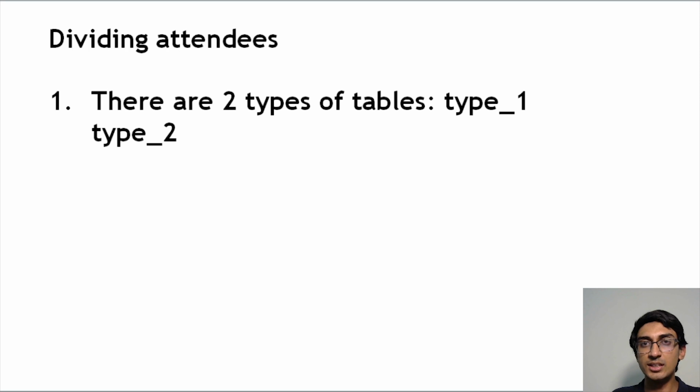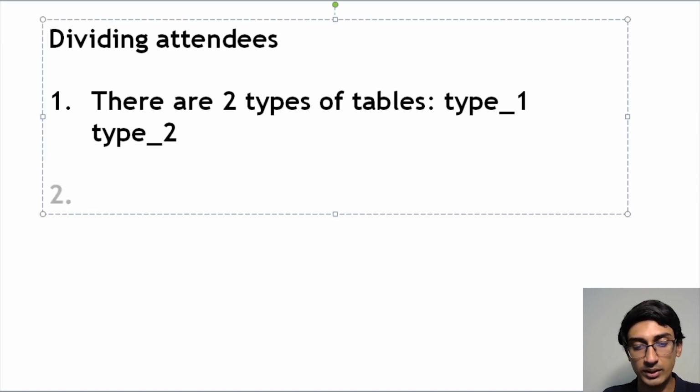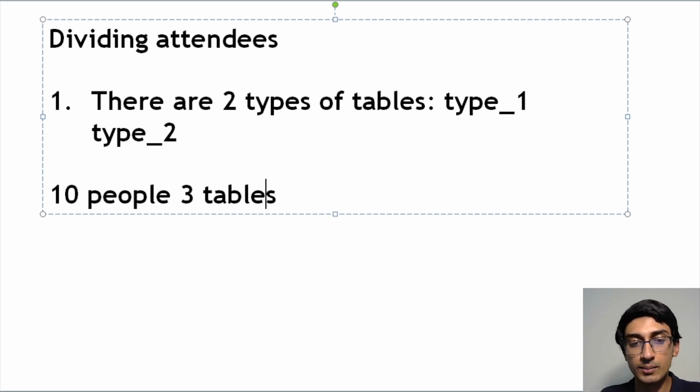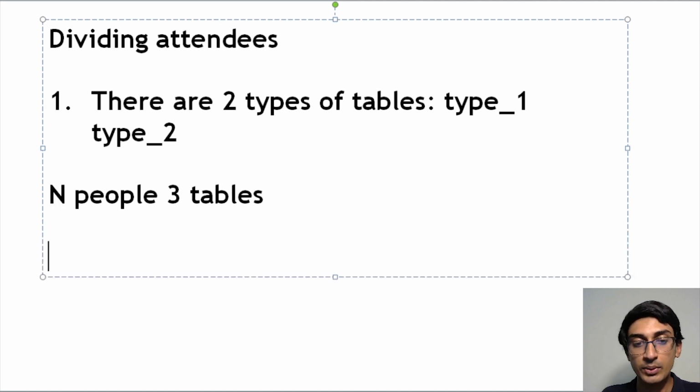There will basically be two types of tables, right? There will be type 1 and type 2. What do I mean by this? If you want to divide equally, just make this observation with me, okay? Let's say I have 10 people, right? Or rather, I have n people, and I have 3 tables, right?